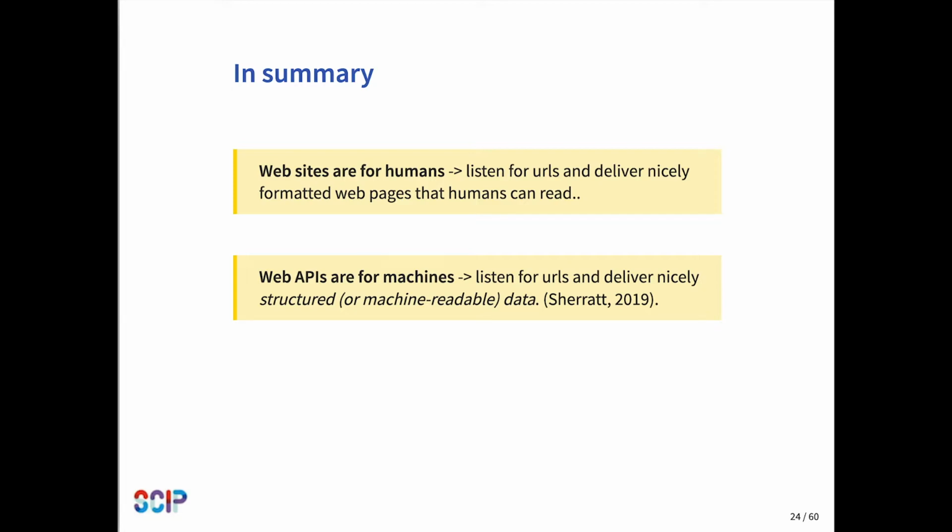So again, probably already mentioned this a few times, but in summary, websites are for humans. They listen for URLs and deliver nicely formatted web pages that humans can read. Web APIs are specifically for machines. They also listen for URLs, but they deliver nicely structured, machine readable data.